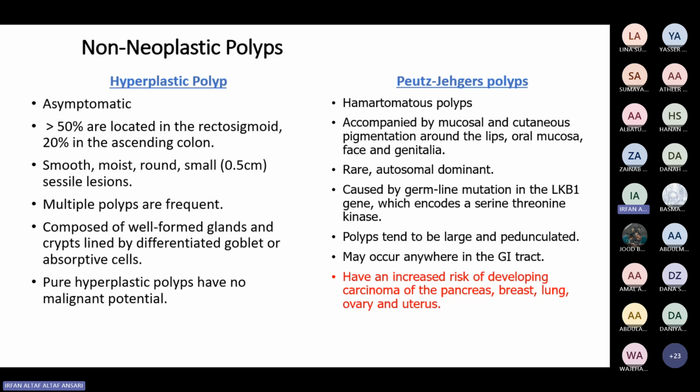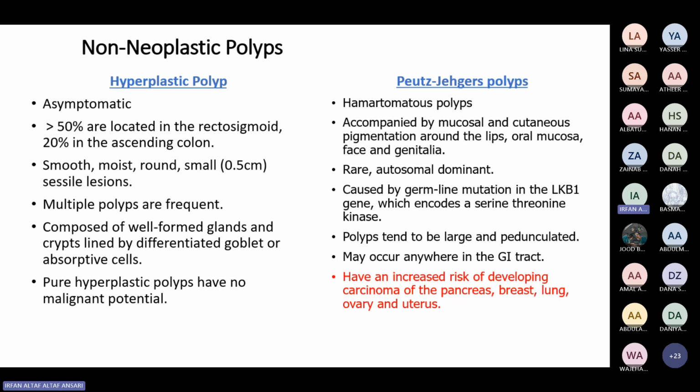These polyps are large and tend to be pedunculated. They occur anywhere in the GI tract from the mouth to the rectum, and these patients have an increased risk of developing another carcinoma, not a carcinoma in the polyp itself, but in the pancreas, breast, lung, ovary, and the uterus. But the polyps in the intestine or GIT are non-neoplastic.